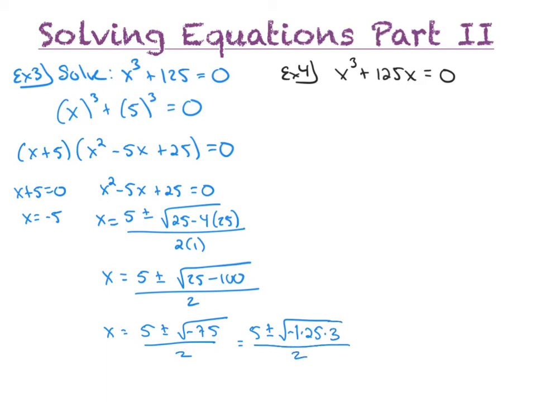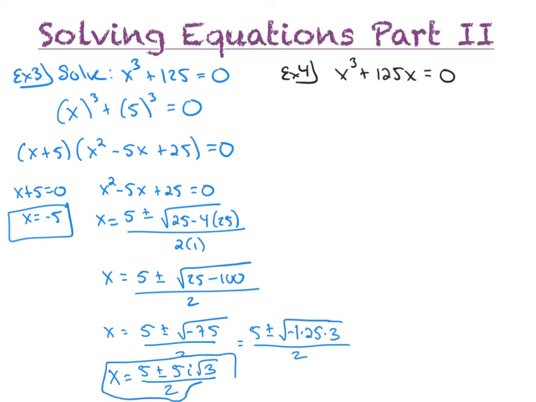All over 2. So our answer is x equals negative 5 and x equals 5 plus or minus, let's see, the square root of 25 is 5. The square root of negative 1 is i. The square root of 3 stays, and then all over 2. And this doesn't simplify any further because 5, 5, and 2, the numbers that are outside of the square roots, don't divide by the same thing. Okay, so now we have not just the real answer, negative 5, that we would have achieved by just moving the 125 over and taking the cube root, but we also have the two imaginary answers that go with it.